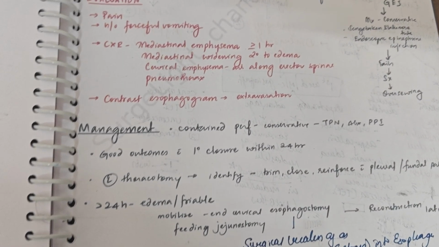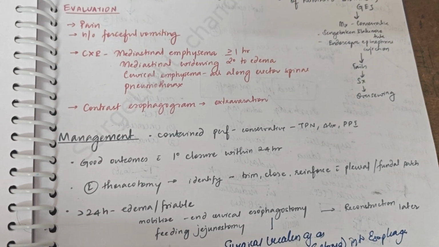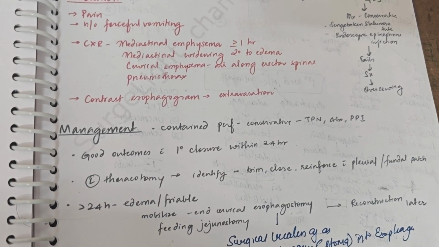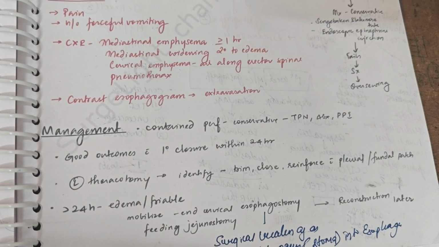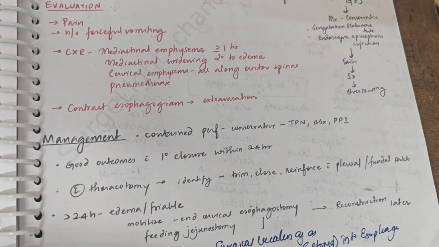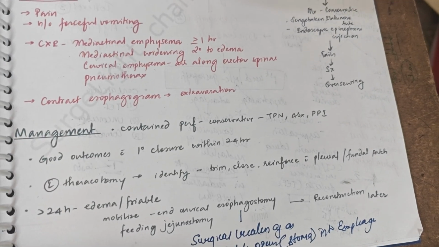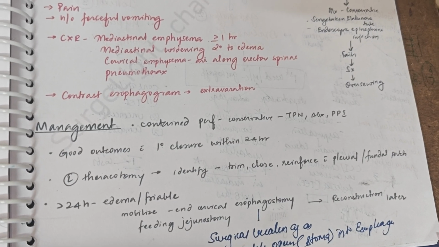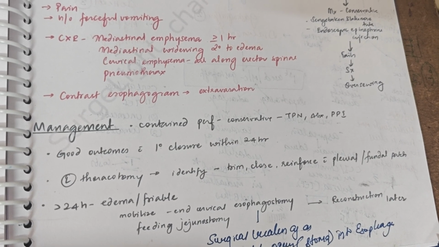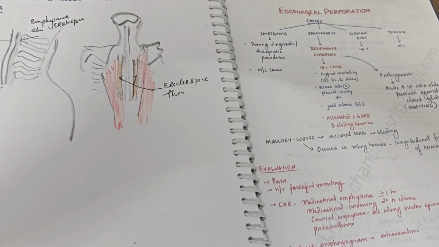Now what do you do? You mobilize the end. That is Bowen's syndrome, where you mobilize the end. You do an end cervical esophagostomy, and reconstruction later. You can put a feeding jejunostomy. The reconstruction can be done later. So these are the basic points which we need to understand in esophageal perforation. Thank you.